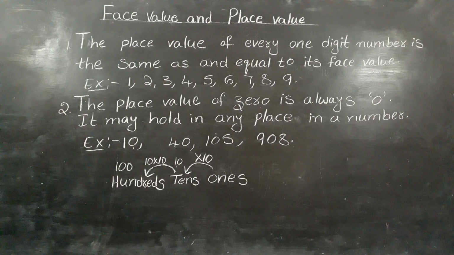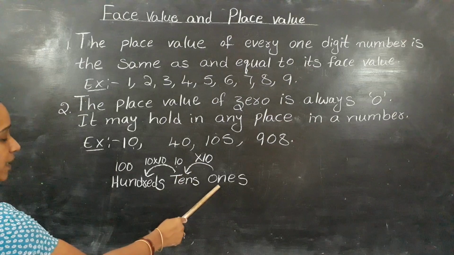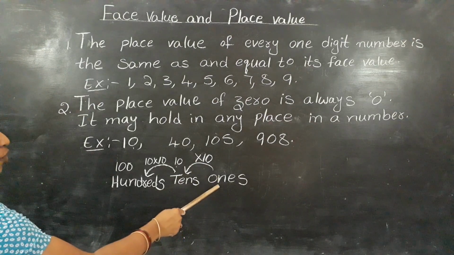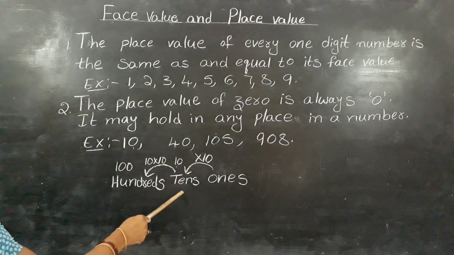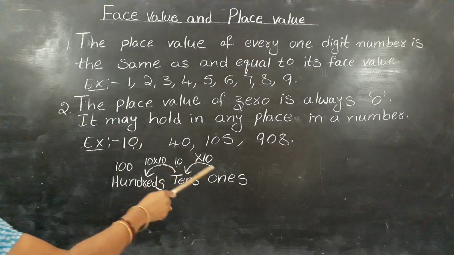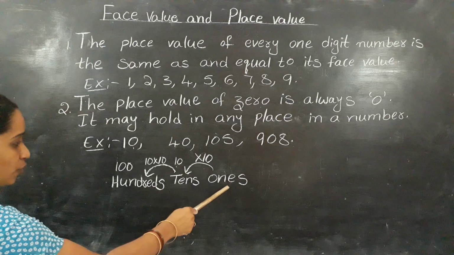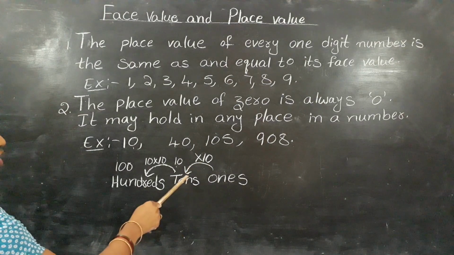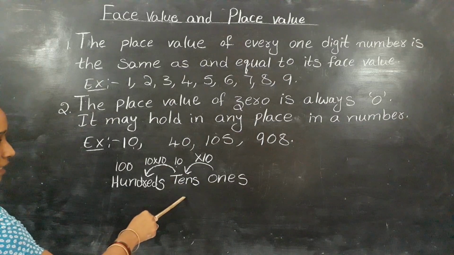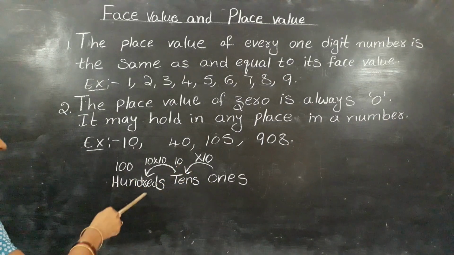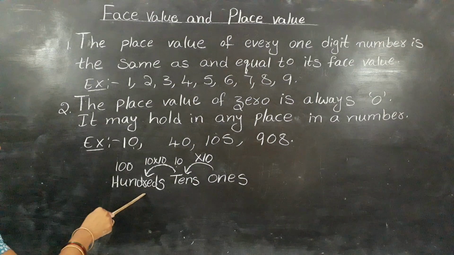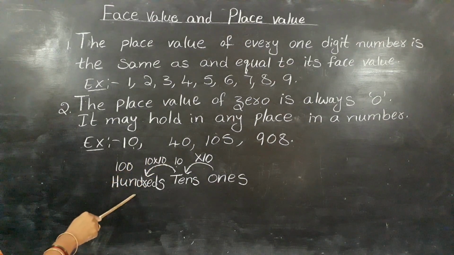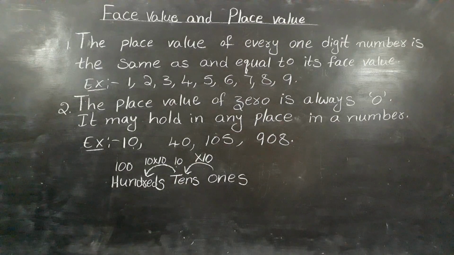The place value of a digit in a number increases 10 times as it moves from right to left. Look here, this is the ones place. As it moves from right to left, it increases 10 times, so it becomes the tens place. And as it moves to the left, it increases another 10 times. 10 into 10, 100. So this place value is hundreds.